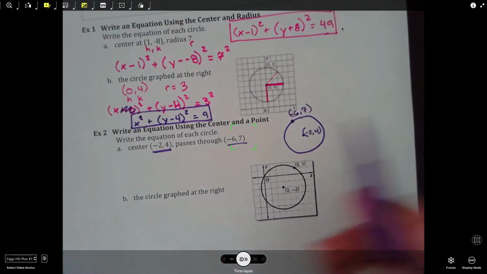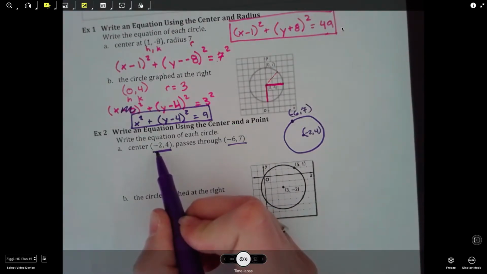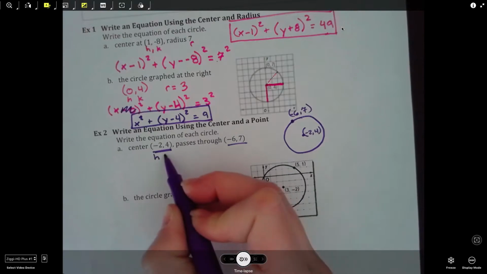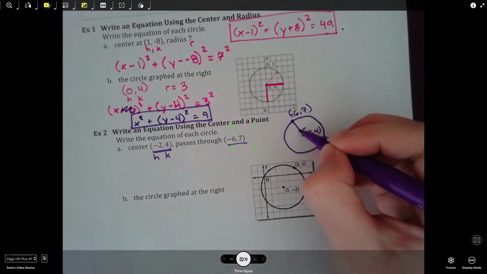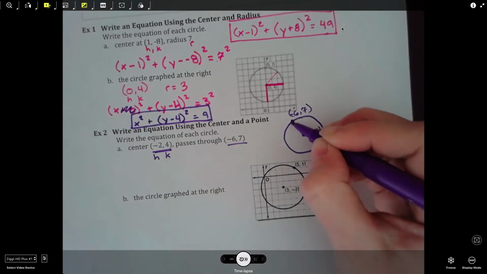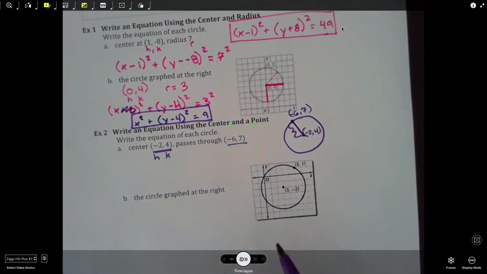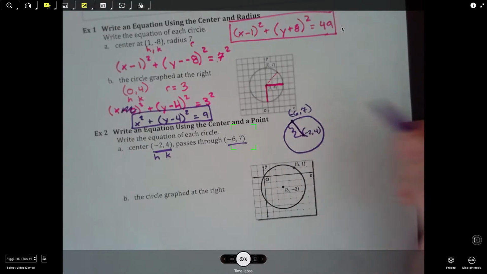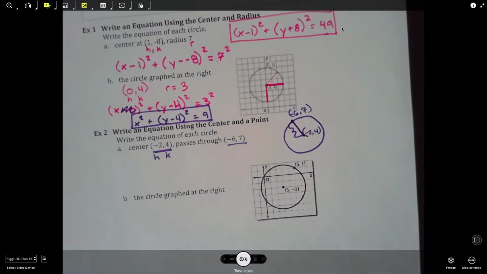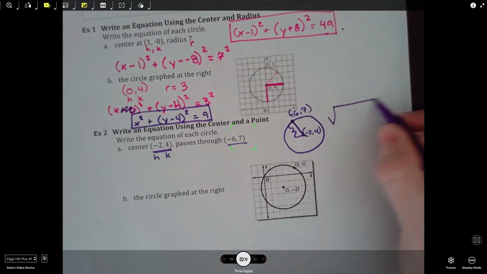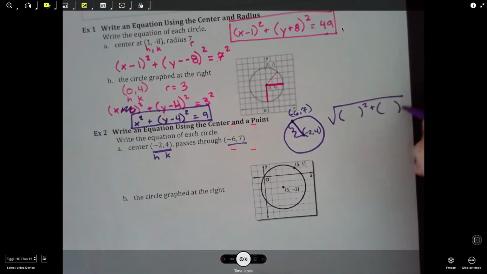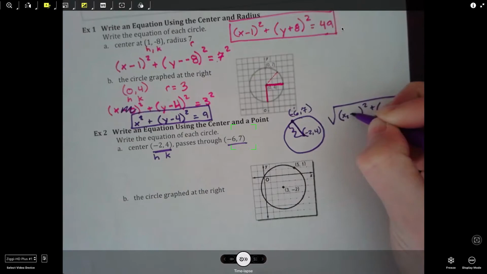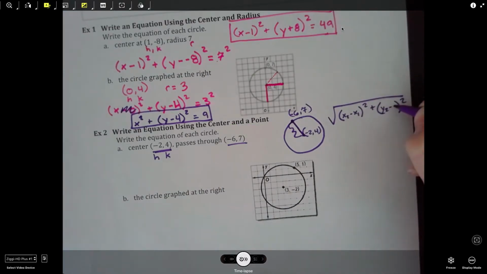So if the center is at negative 2, 4, I know that that is h and that is k. But the only thing I don't know is the radius here. I don't know how long that is from there to there, okay? But what I can do is I can use the distance formula to figure out what that radius is. So distance formula, you can either look up at the top or you can look here: the square root of x2 minus x1 squared plus y2 minus y1 squared. Okay, that's my distance formula.